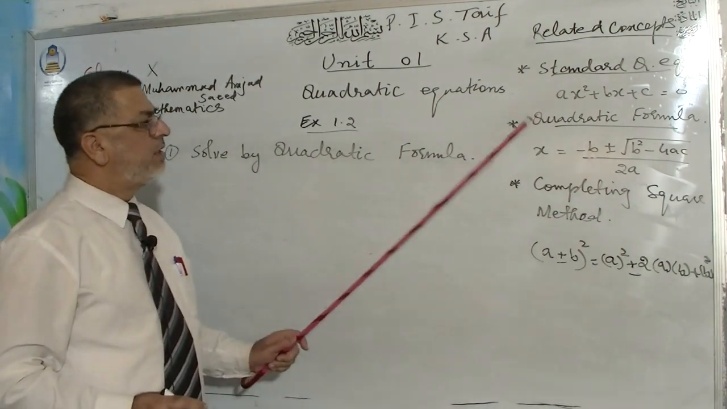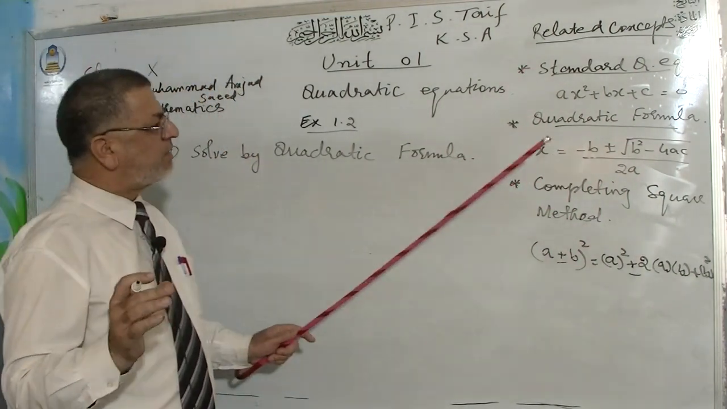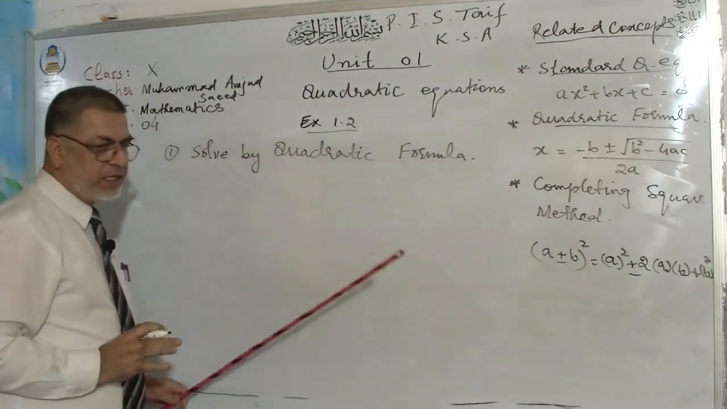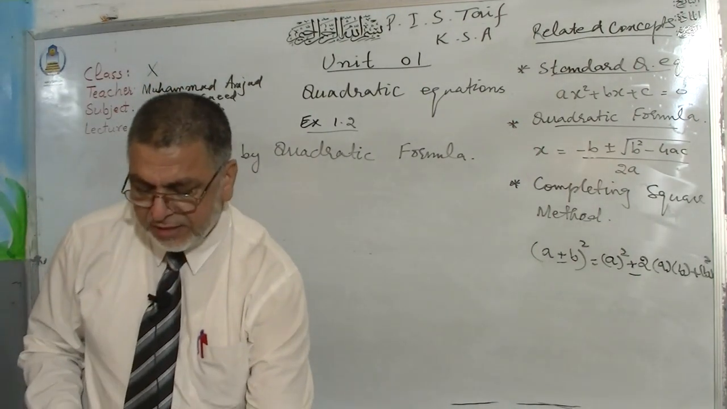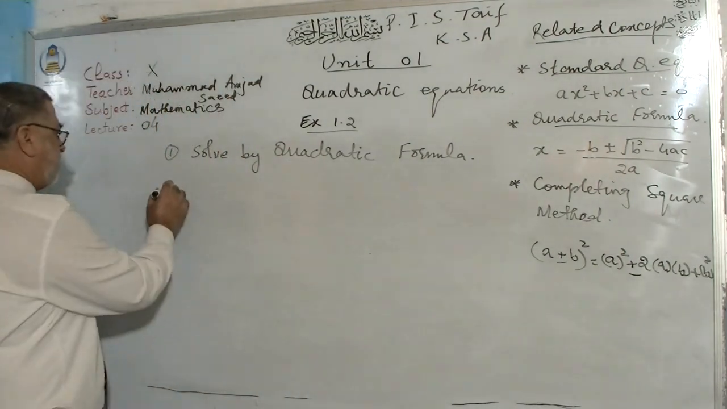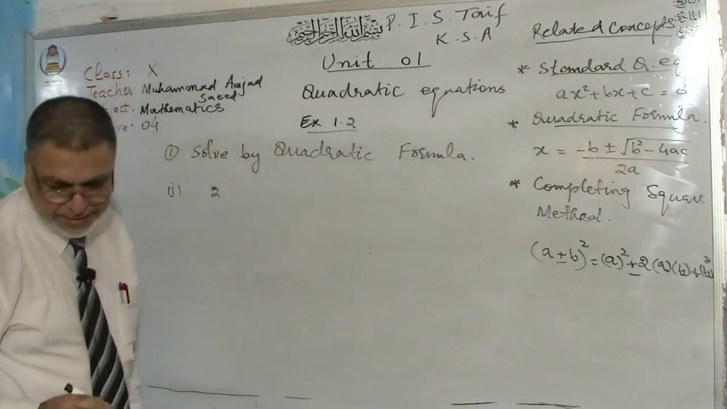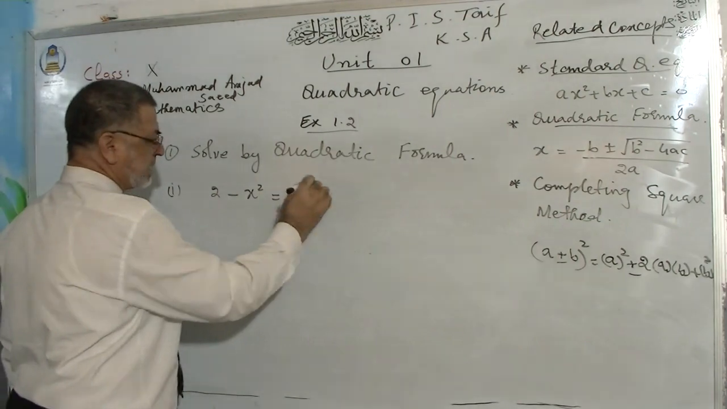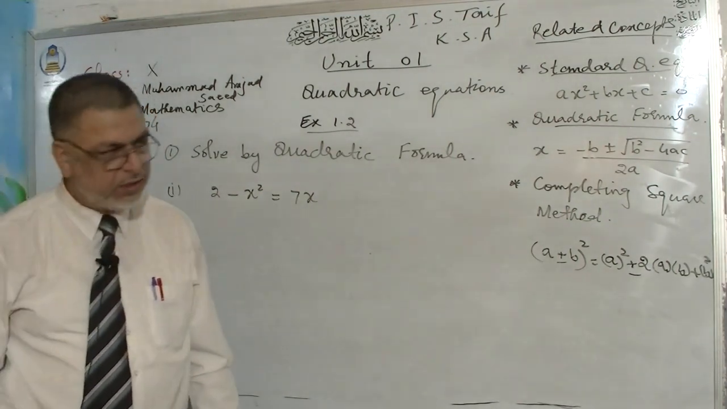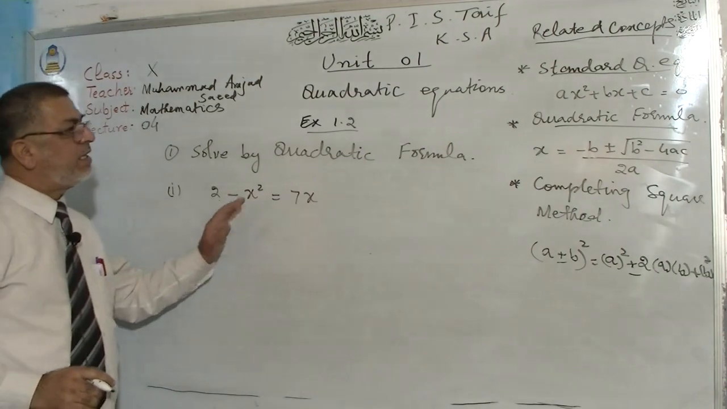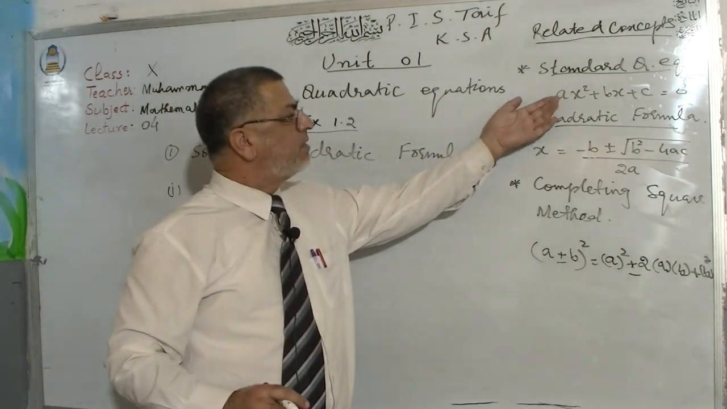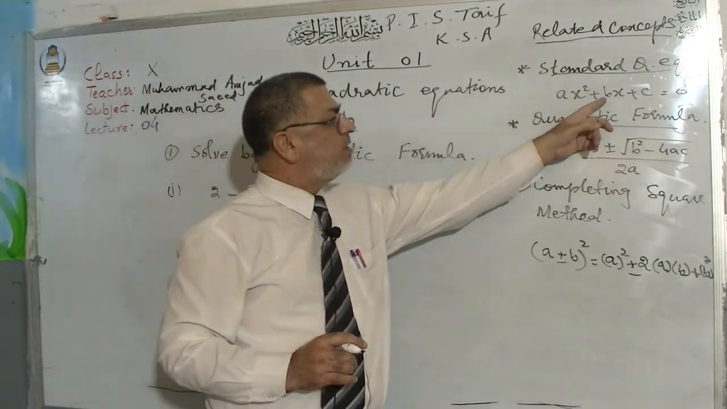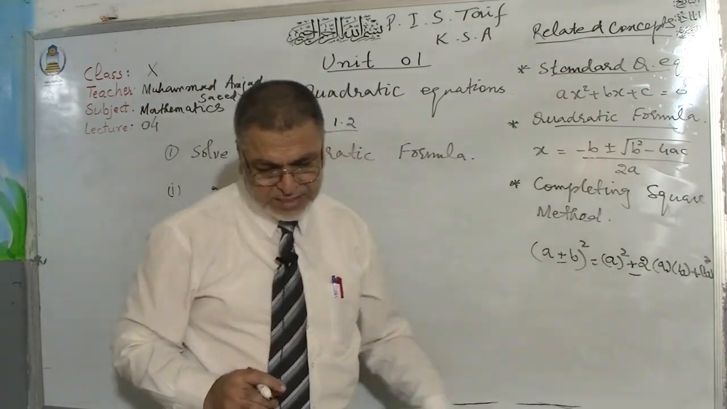Remember that this is a very easy question. You have to put the values in this formula and simplify. But first of all, you will write down the expression in standard quadratic equation. For example, part number 1 is 2 minus x square is equal to 7x. So first of all, we will write down this expression as standard quadratic equation. So first term will be x square, second term involves x, and the third term will be constant.